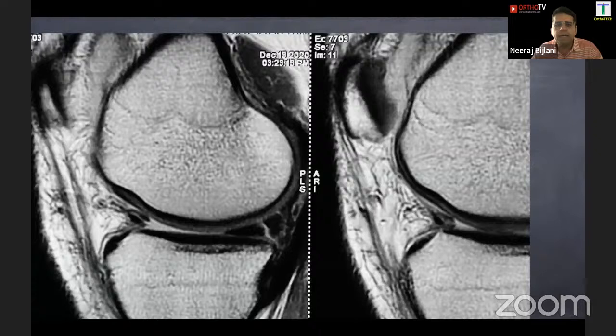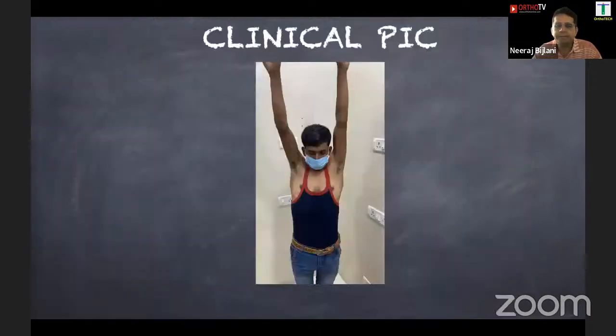This is how it looks. Brilliant. The patient's name is gone. Only the date is remaining. That is what we need. And the diagnosis, we can see that it's a classical medial meniscal tear.